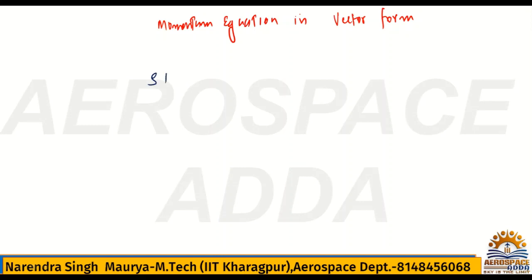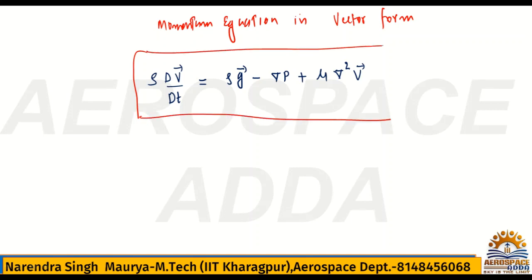It is rho times the total derivative or substantial derivative. Okay, fine. You need to remember this, because somewhere if it is asked to you, you have to answer. All right, this was the momentum equation in vector form.